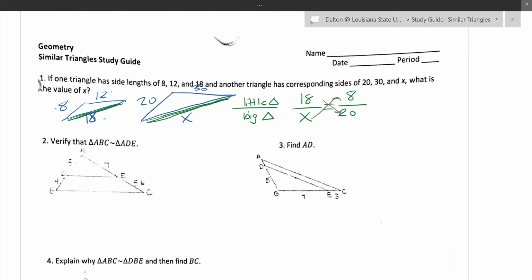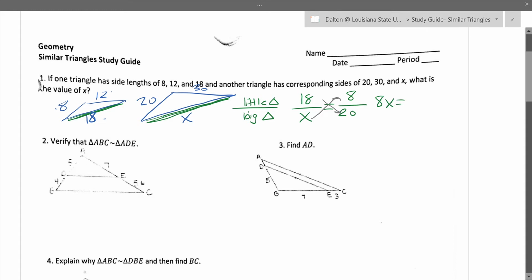So if I cross multiply, I'm going to end up with 8x is equal to 18 times 20 is 360. And then if I divide both sides by 8, 360 divided by 8 gives me a value of x, which is 45. And if you wanted to check your answer, you could plug that back into the fraction and simplify those fractions and make sure you got the same decimal.